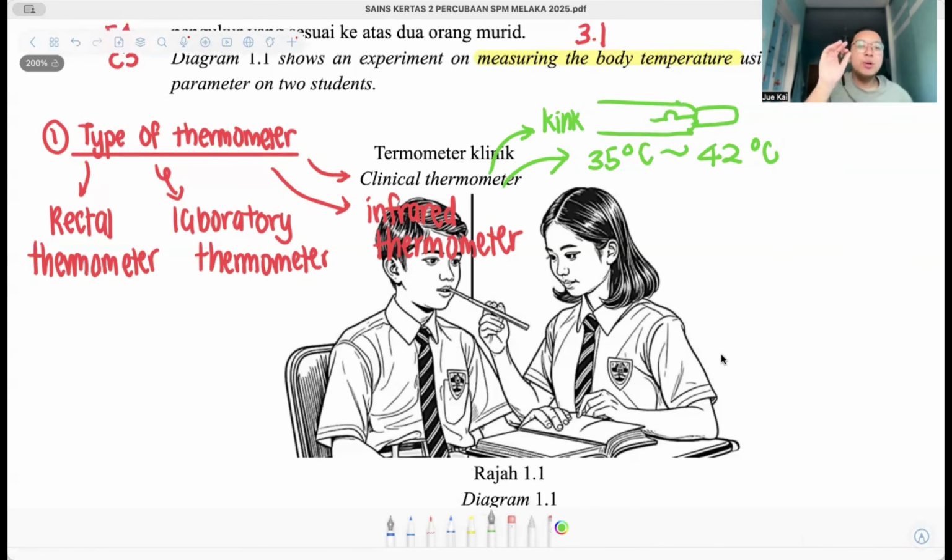So this is the clinical thermometer, and I use green color for it. Don't worry, I have many colors. For the infrared thermometer, I use pink color. If the question asks what the benefit of using an infrared thermometer is, it measures temperature without contact with the body.